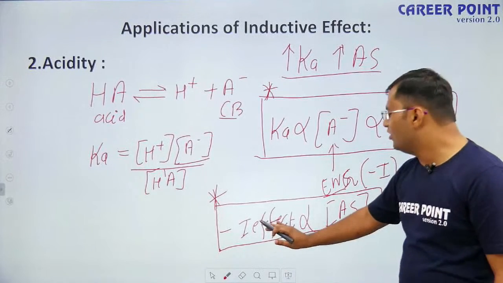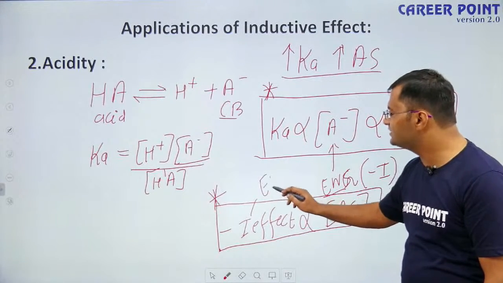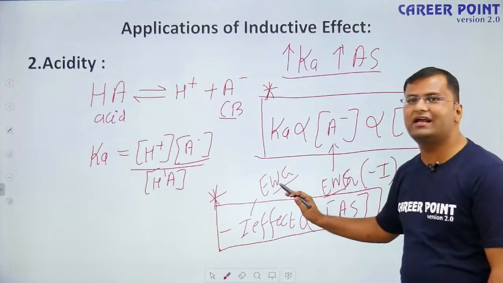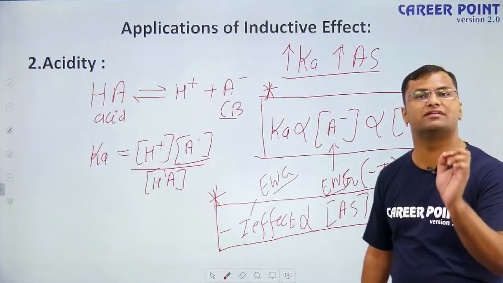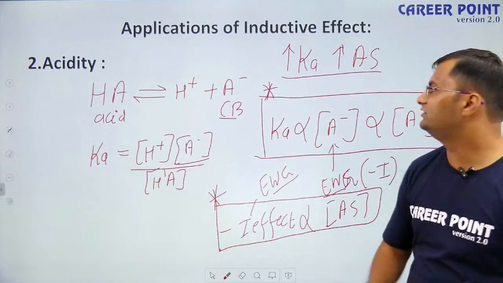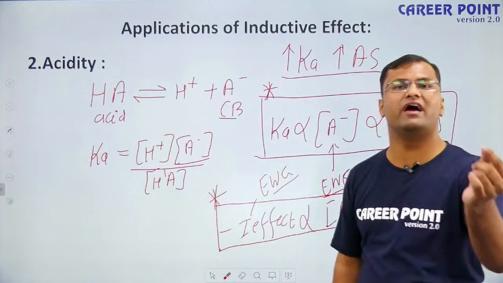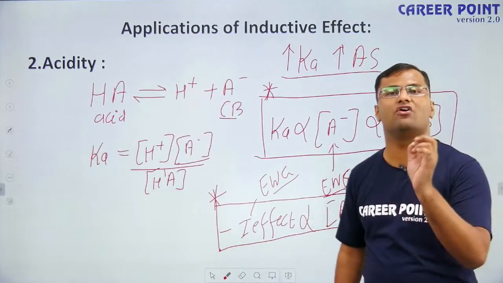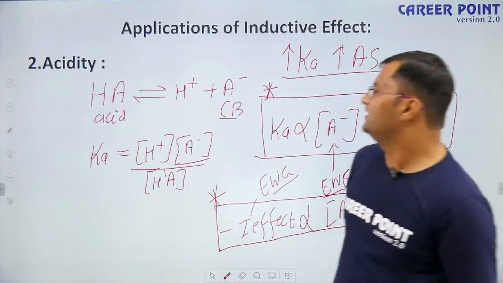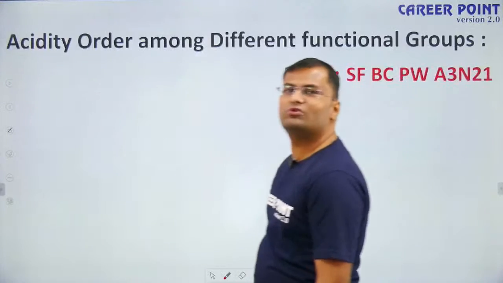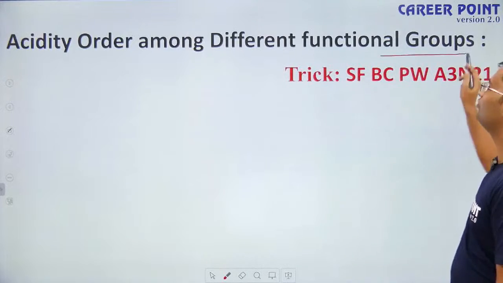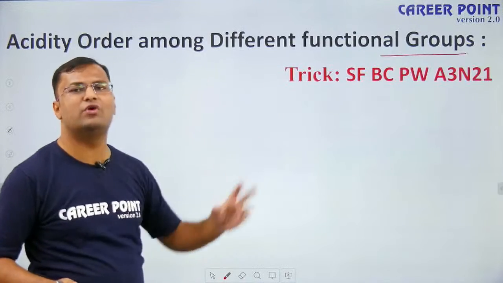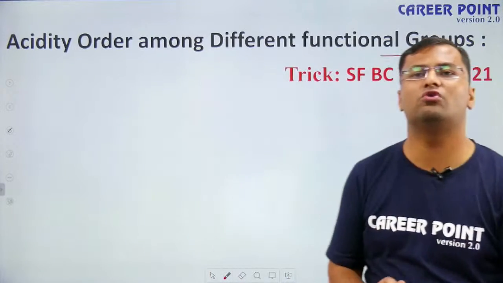Any group that is electron withdrawing, what does this minus I effect do? It withdraws electrons. So the higher the electron withdrawing capacity, the more the acidic strength, as we have derived. Clear? So this is the second part. First you have to find out the stability order, or the acidity order of any compound. Now we will move further and write the acidity order of the different functional groups. If different functional groups are attached, how can we find out the acidity order?